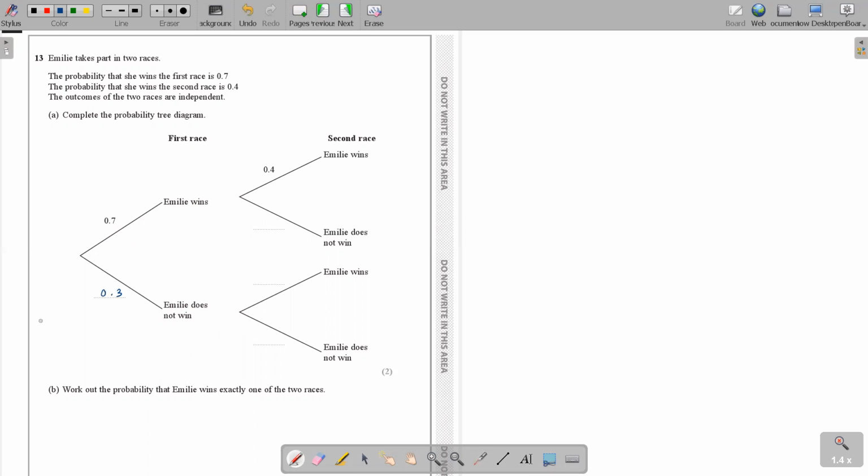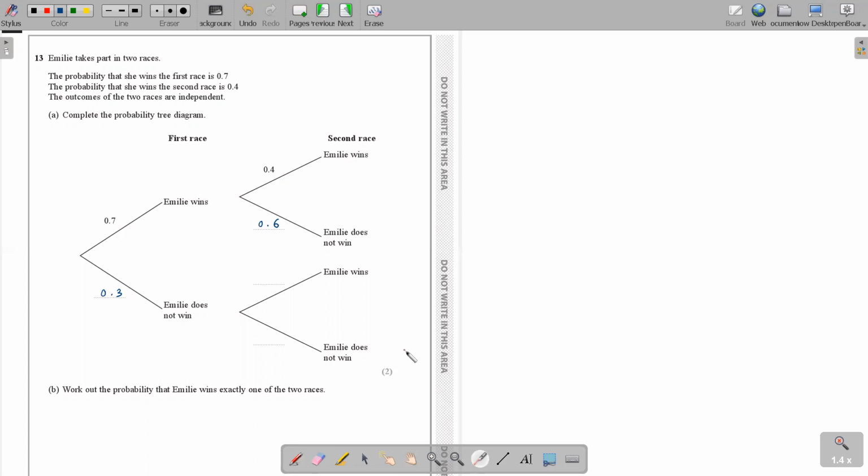Okay. So it's really important that you understand that each branch gives the total probability of 1. Here winning is 0.7, so losing should be 1 minus 0.7, which is 0.3. Similarly, you go to the other branches also. The second race winning probability is 0.4, which means the losing probability is 1 minus 0.4, which is 0.6. And then for the second race, it's going to be the same.